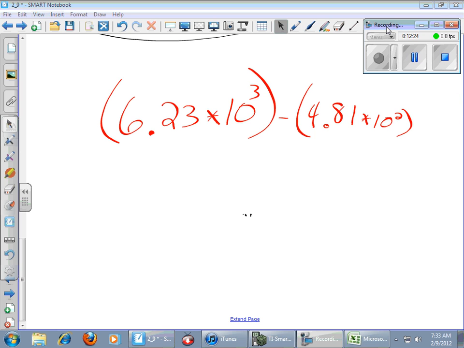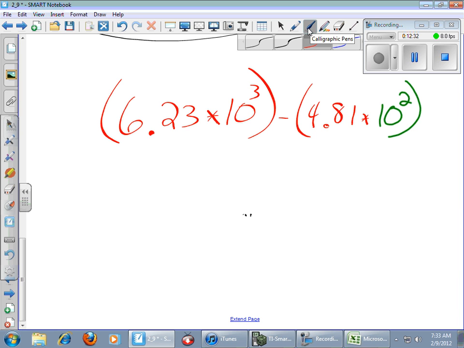Okay. Now, right now, they're not like terms because the powers of 10 don't match. So I can't just go ahead and subtract. In fact, a lot of kids will do that and you'll get the wrong answer. And the OAA people know you're going to do that. Put that on there on purpose. I wanted this to be 4, didn't I? Excuse me. All right.